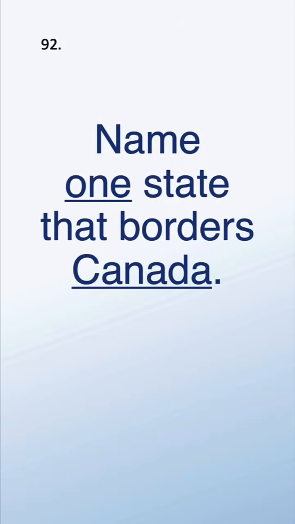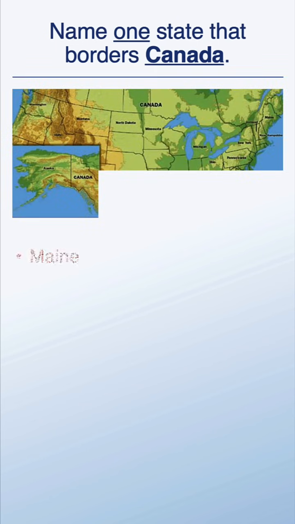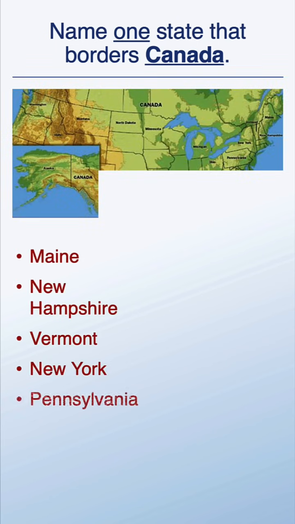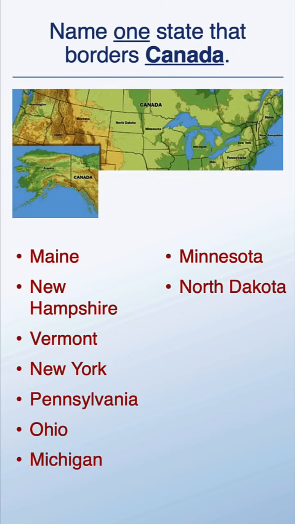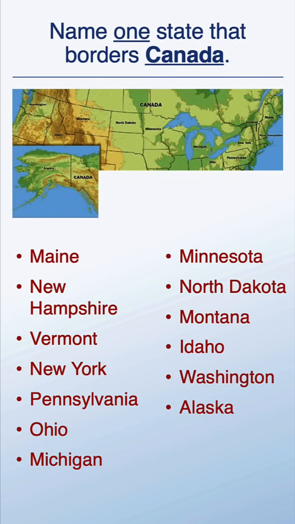Name one state that borders Canada. Okay, we have a bunch of states that border Canada. Any of these? Maine, New Hampshire, Vermont, New York, Pennsylvania, Ohio, Michigan, Minnesota, North Dakota, Montana, Idaho, Washington, or Alaska. Okay, just one state that borders Canada.